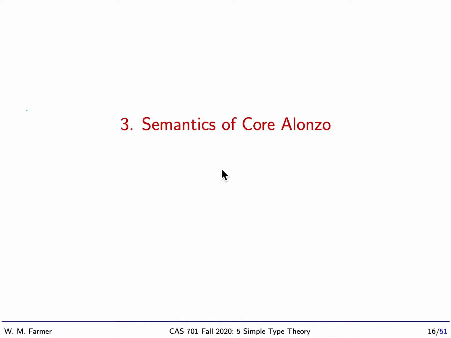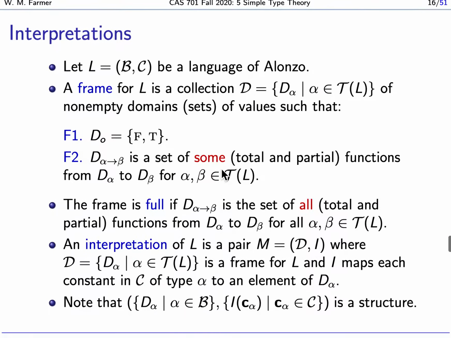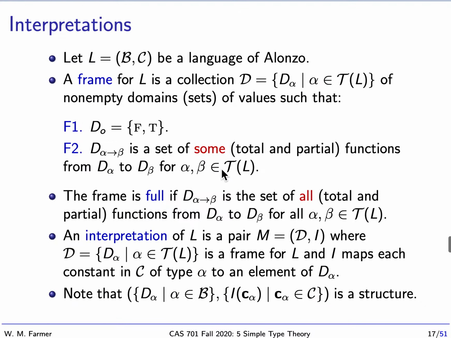We are working on the topic of simple type theory, and today we're going to talk about the semantics of core Alonzo. So we're going to define the semantics for a language of Alonzo. So our language is right here. This is our language. We're going to assume we have this language. We're going to define the semantics for that language.